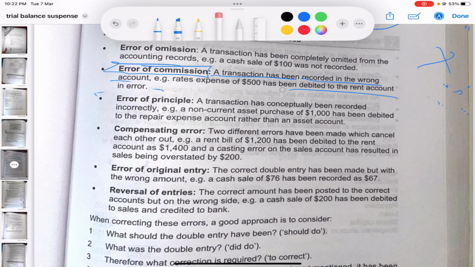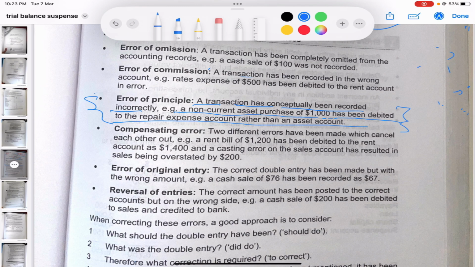Next, we have error of principle. A transaction has conceptually been recorded incorrectly. A non-current asset purchase of 1000 has been debited to the repair expense account rather than an asset account. Think about it for a second. The concept is itself wrong, right? When you had to put the purchase in the asset account, you had to debit the asset account. Instead of that, you debited the repair account. By doing this, my final value in the trial balance will still match, but it is still an error, right?